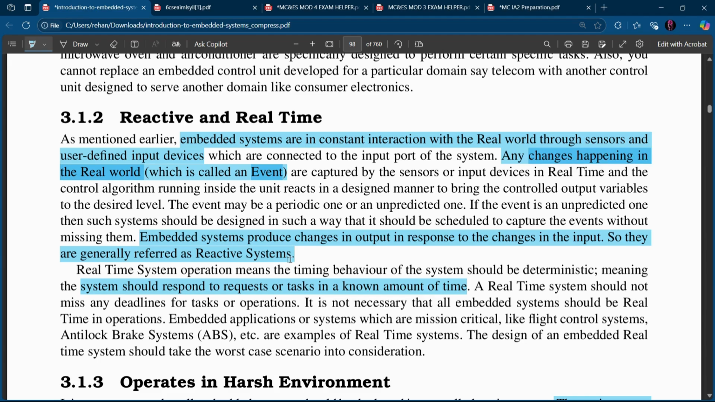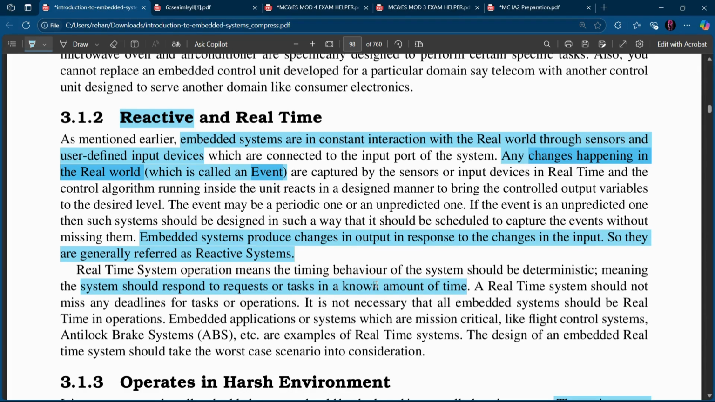An embedded system produces changes in output in response to changes in input, so they are generally referred to as reactive systems. Why are they reactive? Because based on your input, the system generates a particular output. If your input changes, the output changes as well.